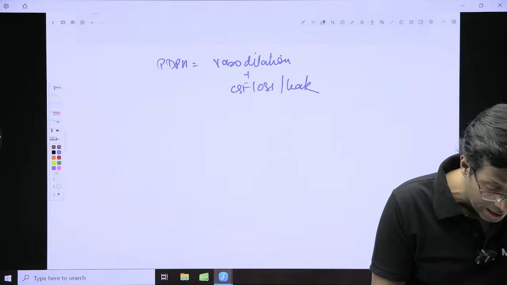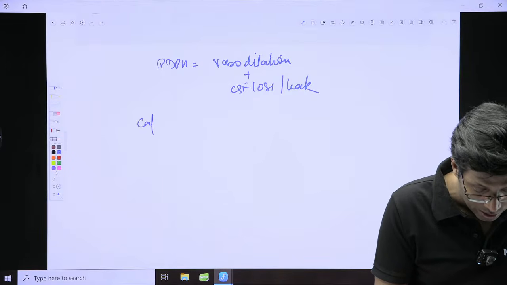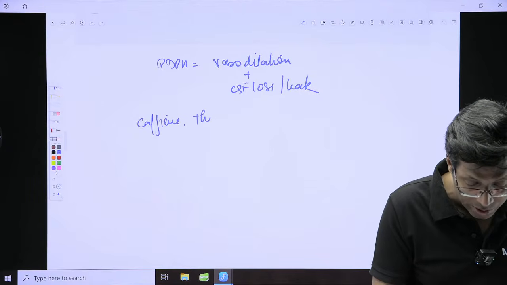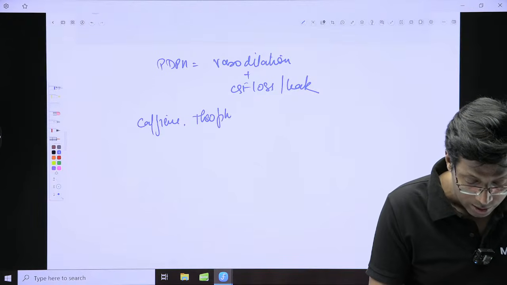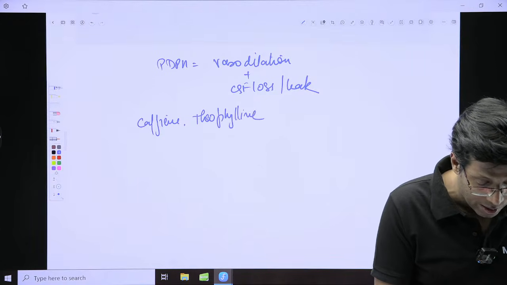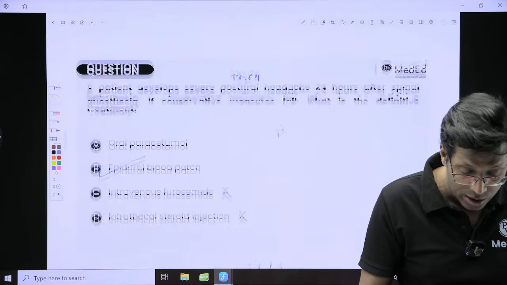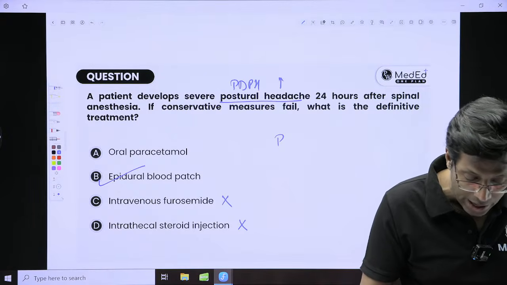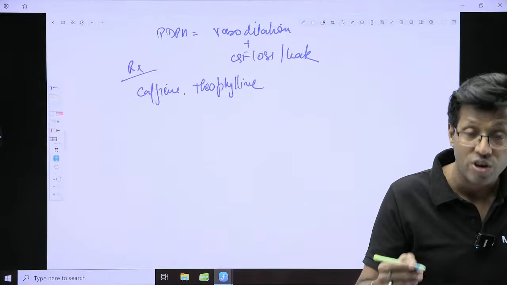Therefore, the first line of treatment will involve giving caffeine to the patient, coffee. It will involve giving theophylline to the patient, which takes care of it as a cerebral vasoconstrictor. These are the first line treatment, right? This happens on postural variation, meaning when the patient is sitting, it increases. When the patient is lying down, it is normal. So when the patient is straining, it increases.